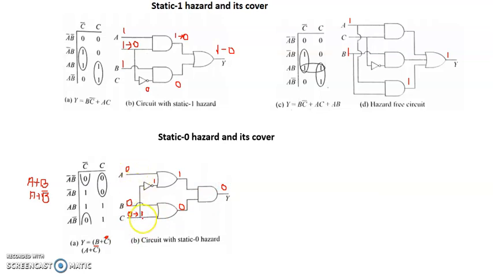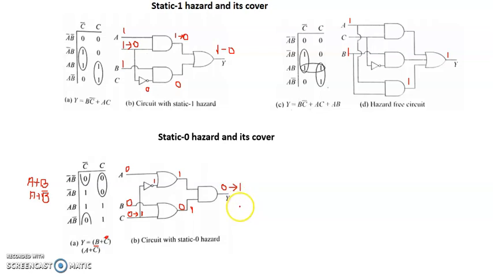Now when C changes from 0 to 1, there will be a hazard. When there is a change in C, 0 to 1, the output across this OR gate changes to 1. This inverter will take some time to process this. Till that time, the output across the inverter is 1. So 0 and 1, the output here is 1. 1, 1, the output across this AND gate will be 1. We were expecting always 0 irrespective of the input, but because of the time delay of the inverter, we get the output Y as 1. This is a static 0 hazard.